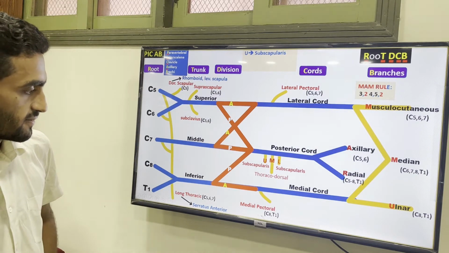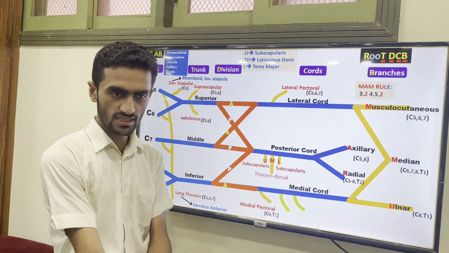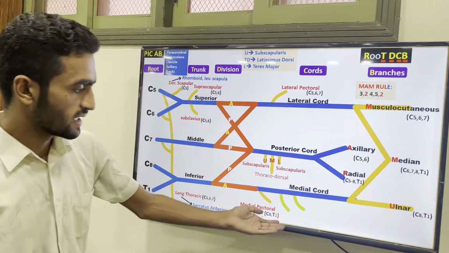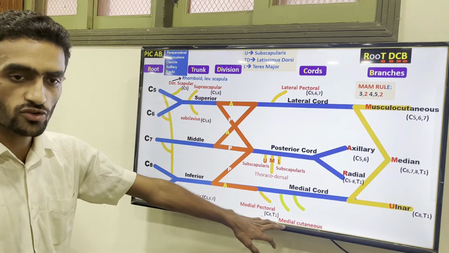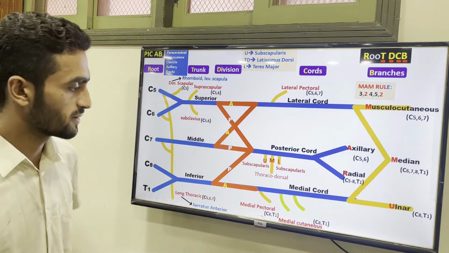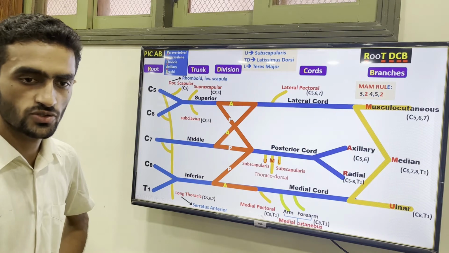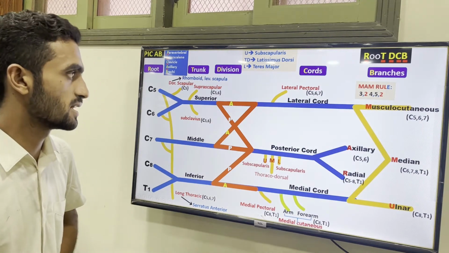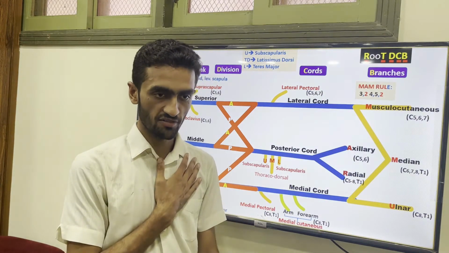The other thing, which is cutaneous: one is for the arm region, one is for the forearm. So here are actually your cutaneous nerves coming from your medial part. Medial cutaneous, the root value is C8 and T1 because it is coming from here. So one is for your arm, one is for your forearm. So this is the sensory supply.